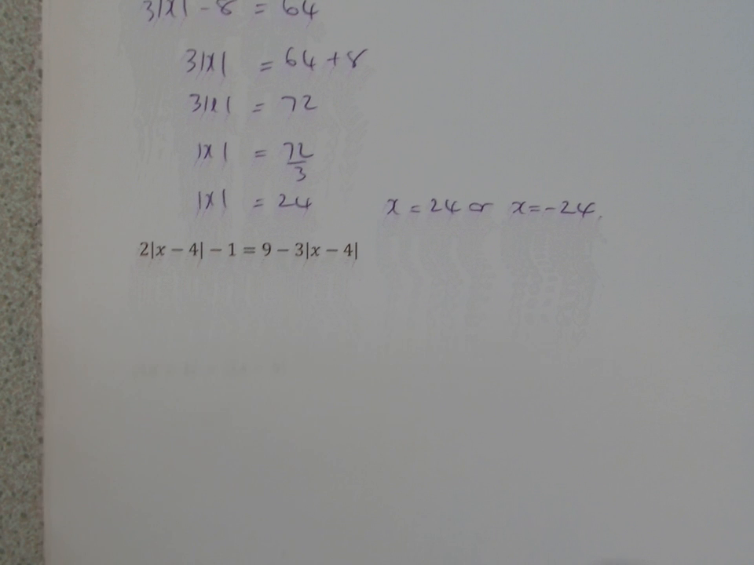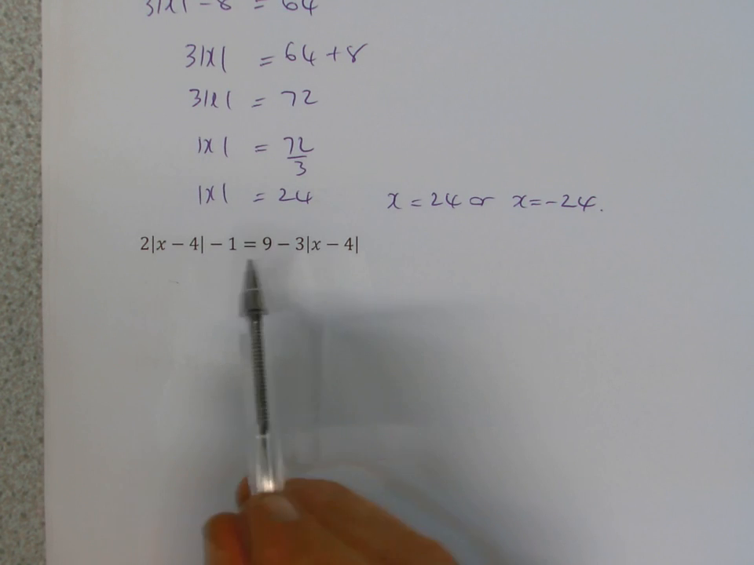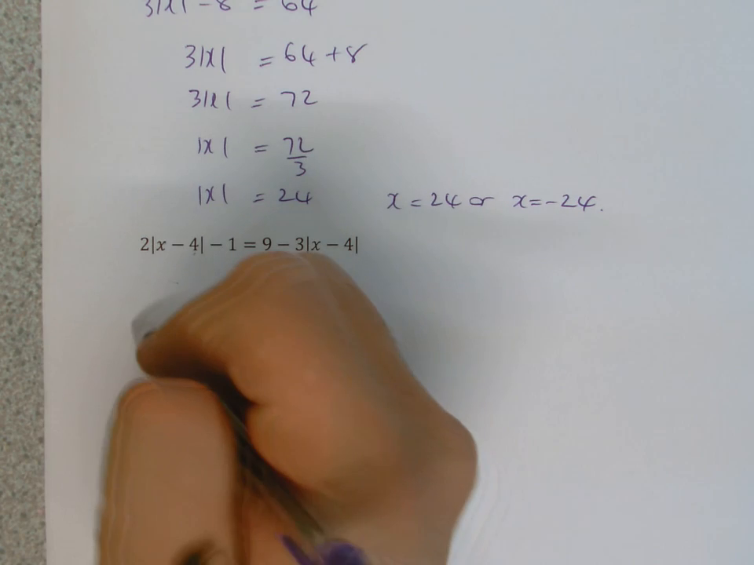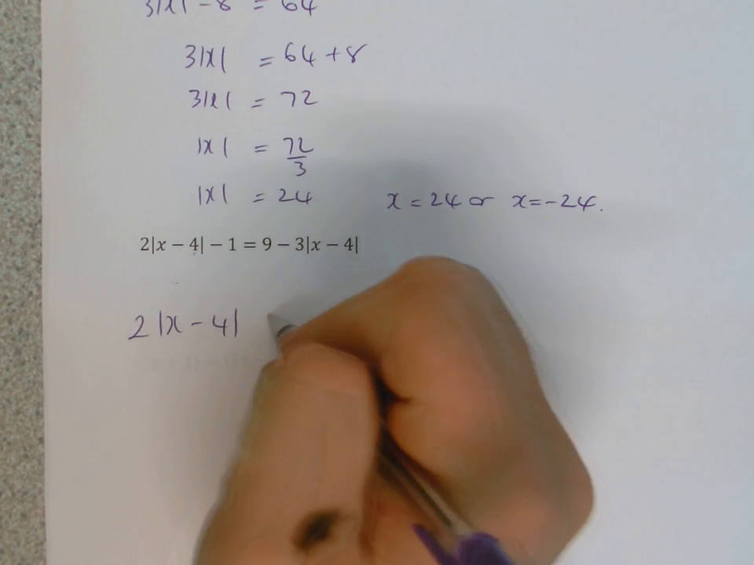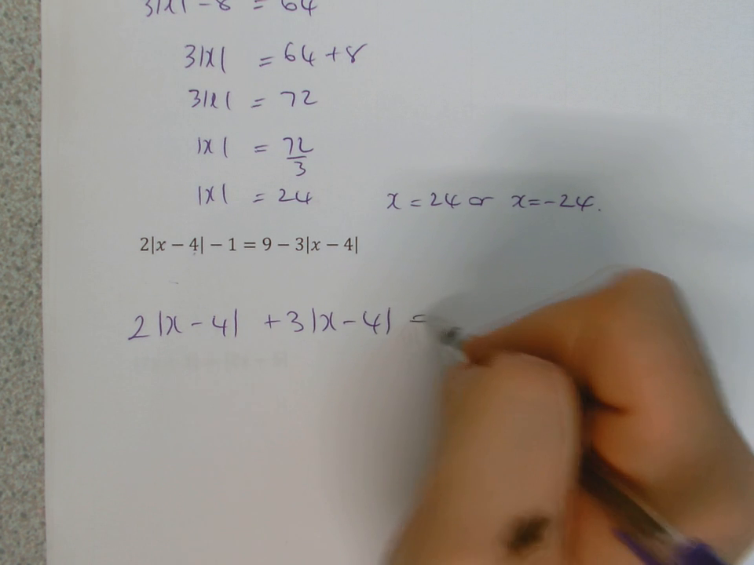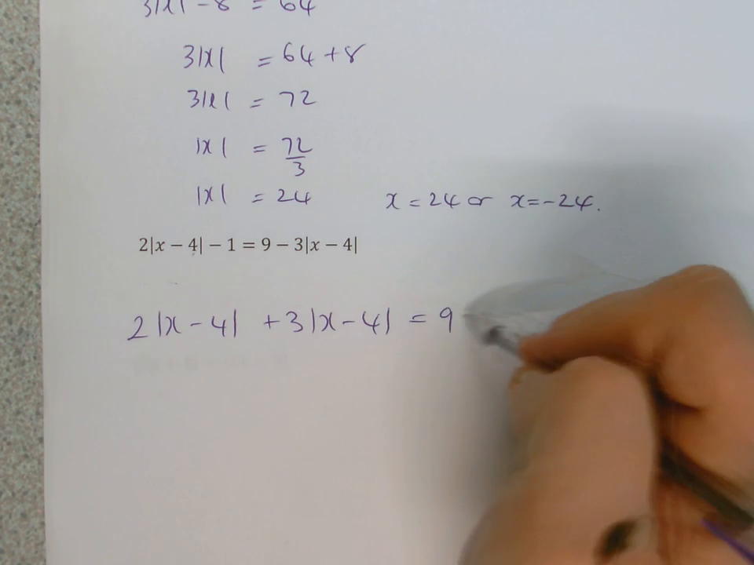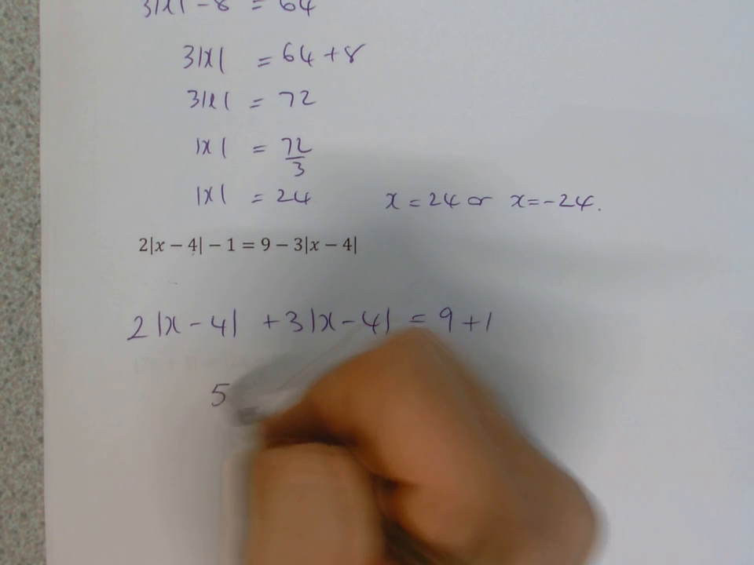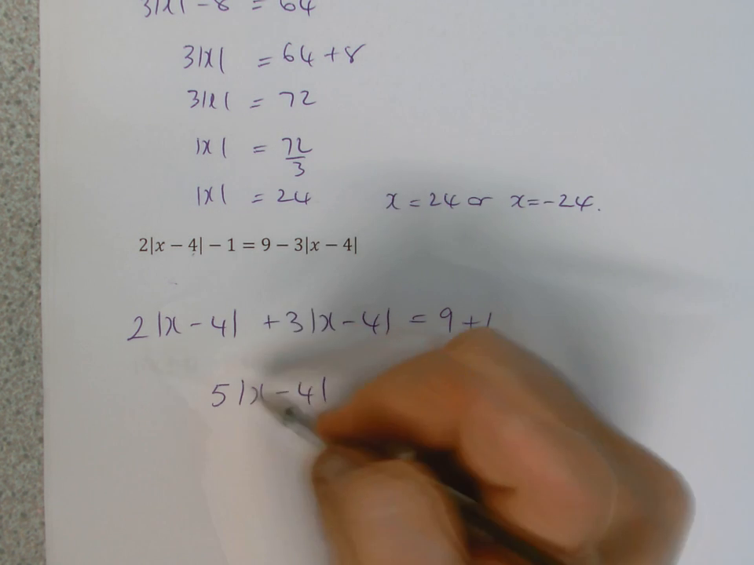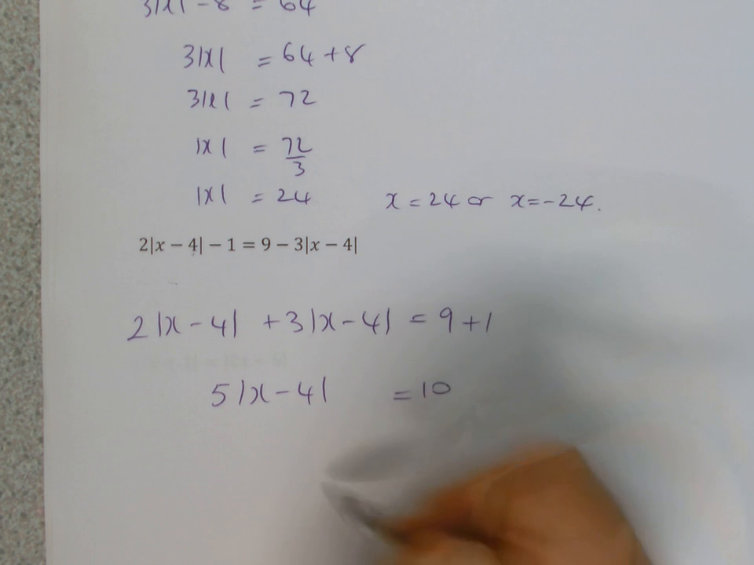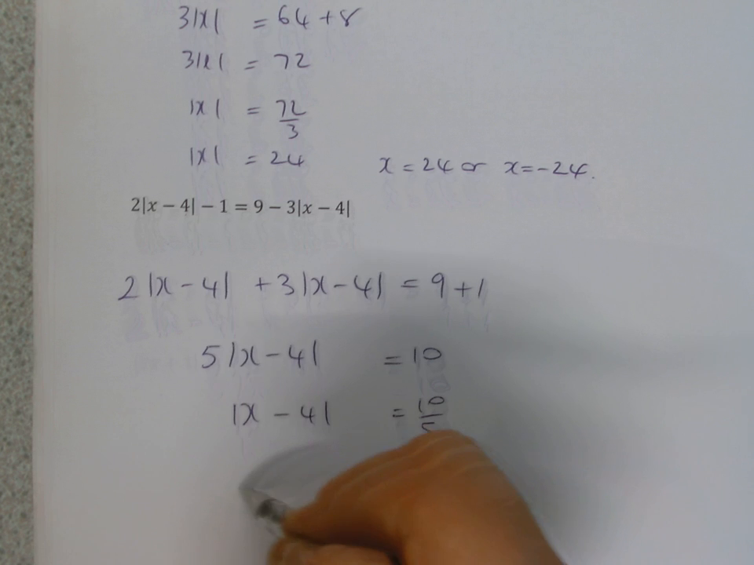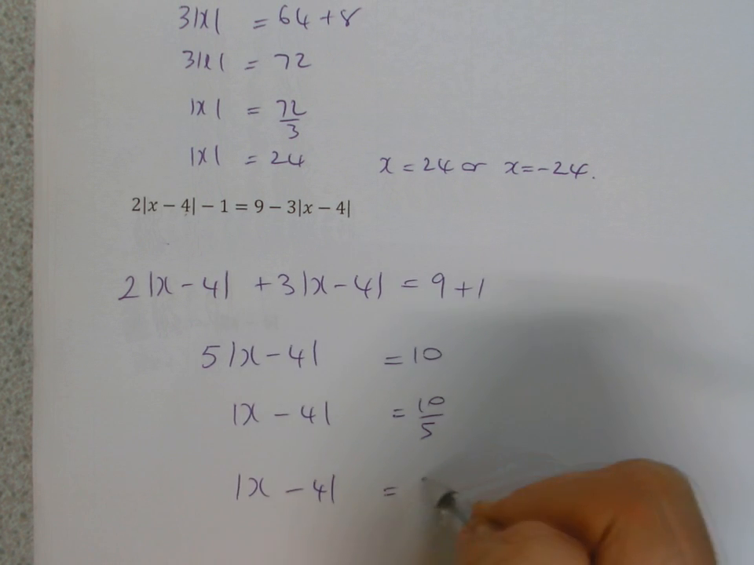This question here, again you've got moduluses on both sides, right? Get them onto the same side. You notice they're the same moduluses, so we end up having 2 mod of x minus 4 plus 3 mod of x minus 4. We get that over, it becomes a plus. That equals then 9. Take the minus 1 over, it becomes plus 1. So this becomes 5 mod of x minus 4. There's 2 there and there's 3 there, so it makes 5 of them, equals 10. That means then mod of x minus 4 will equal 10 divided by 5. So mod of x minus 4 will equal 2.